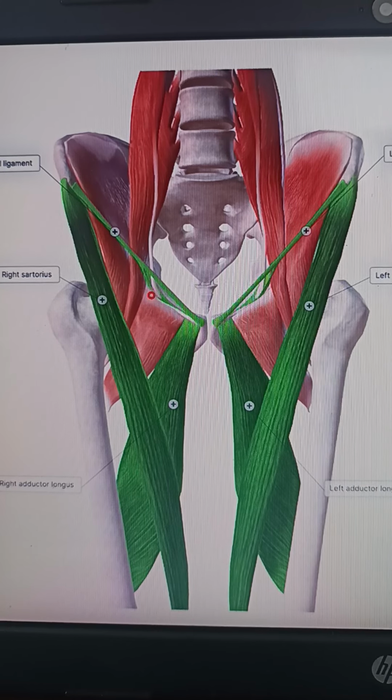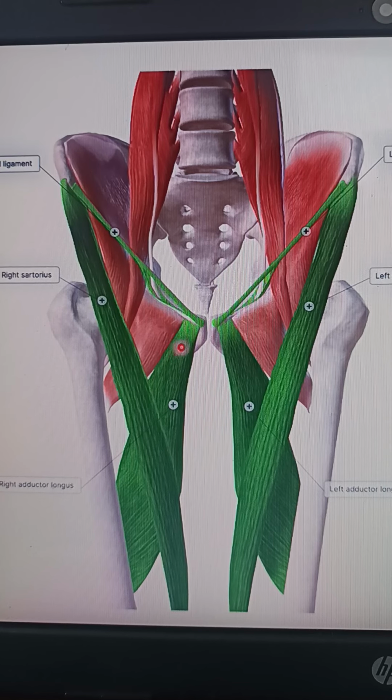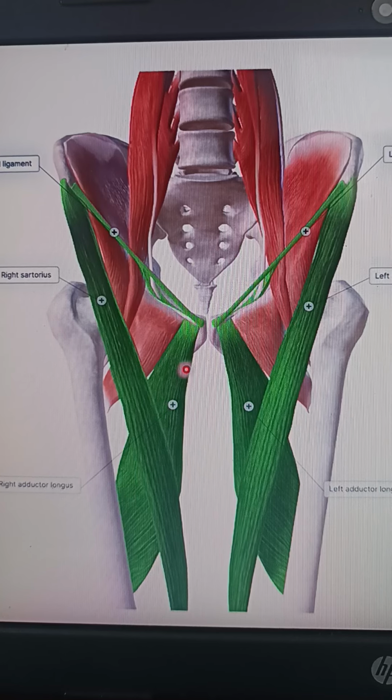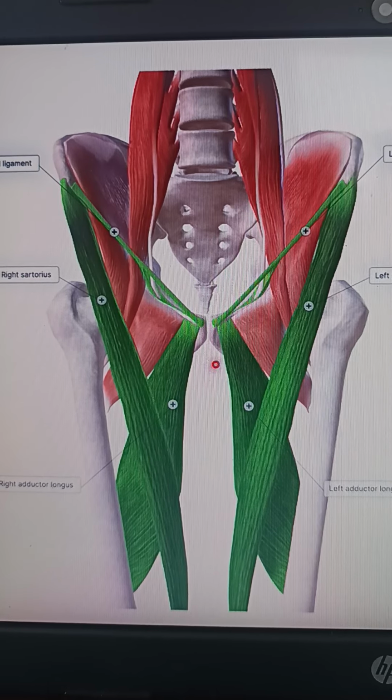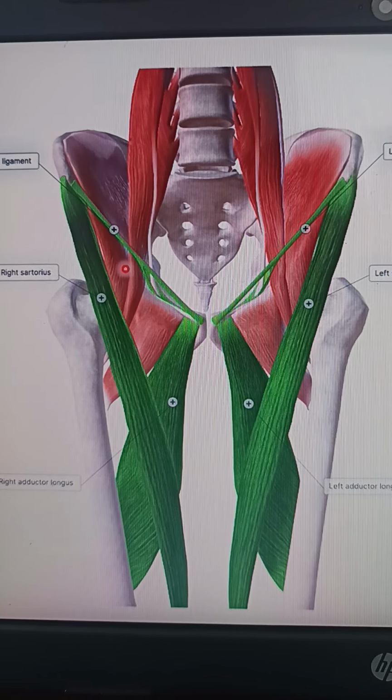Now the muscles in the red are flexors, which form the floor of the femoral triangle. The adductor longus, the major part of the adductor longus, also forms the floor of the femoral triangle, while the sartorius and the medial border of the adductor longus form the boundary of the femoral triangle along with the inguinal ligament, which forms the base of the femoral triangle.